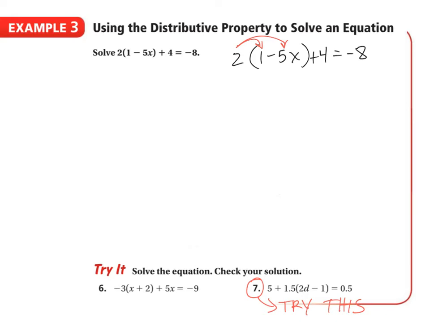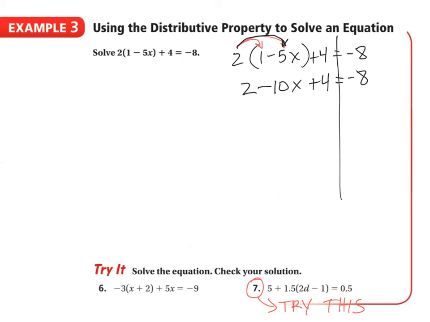So 2 times 1 is 2. 2 times negative 5 is negative 10, so we end up with negative 10x. And then we have this little positive 4 over here that we just tag onto the end. And that equals negative 8. Now let's not get ahead of ourselves, and let's go ahead and draw our line just to keep everything nice and straight.